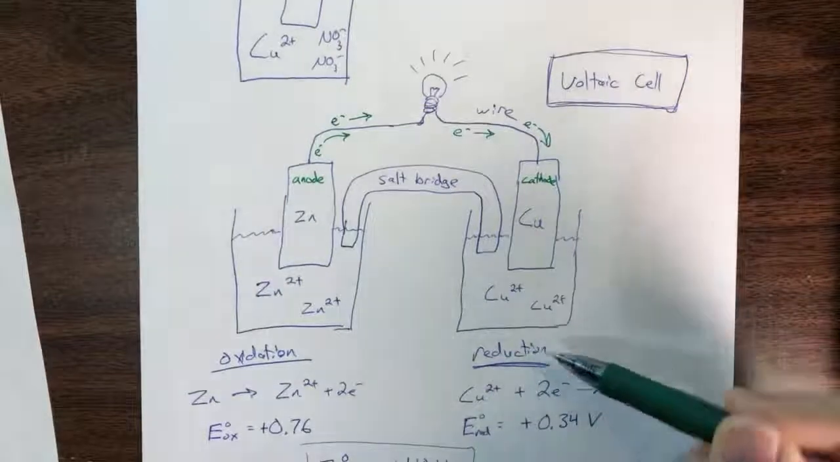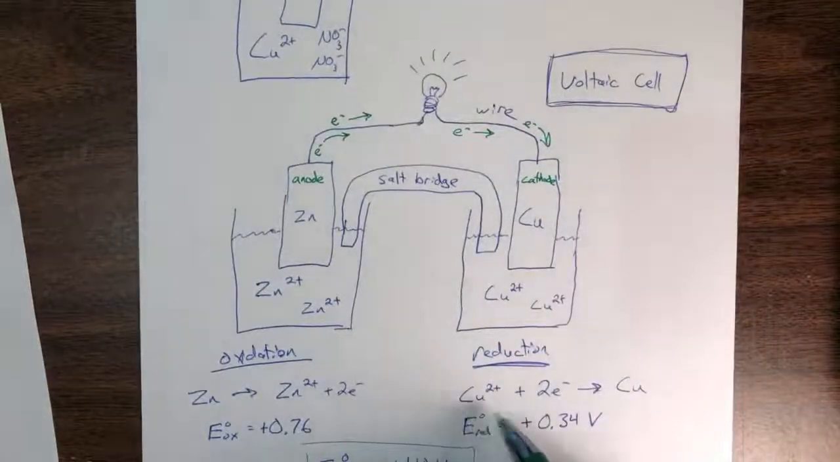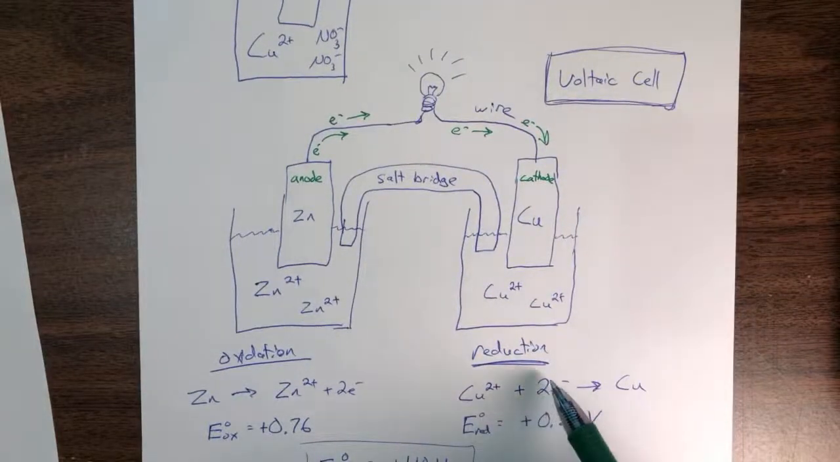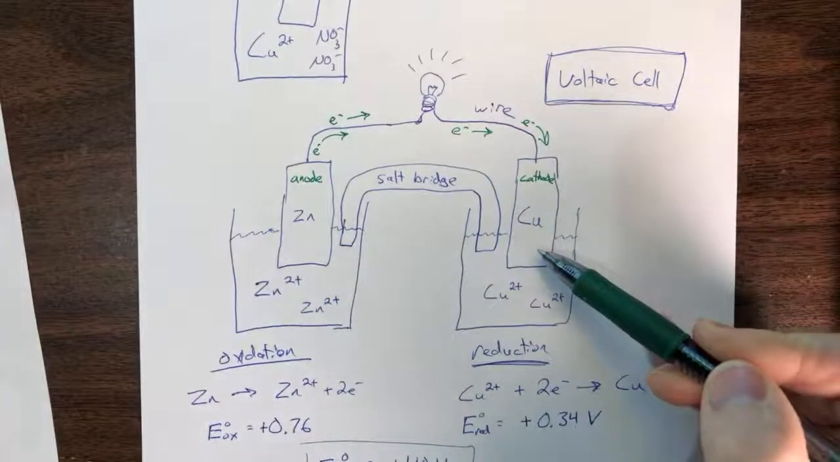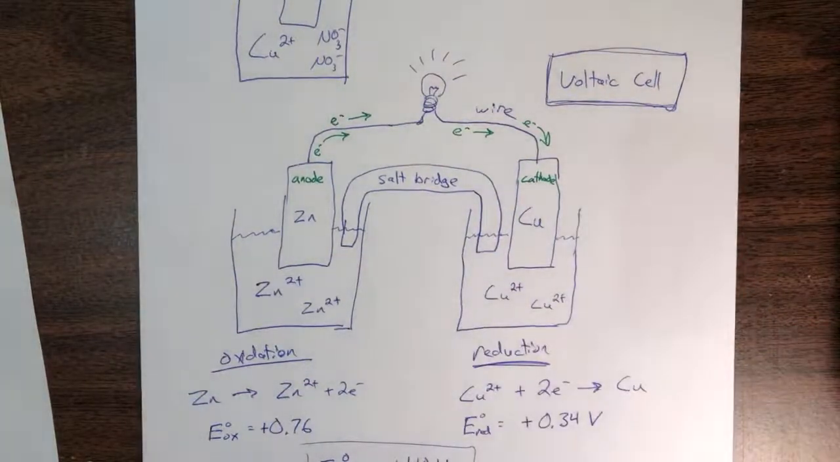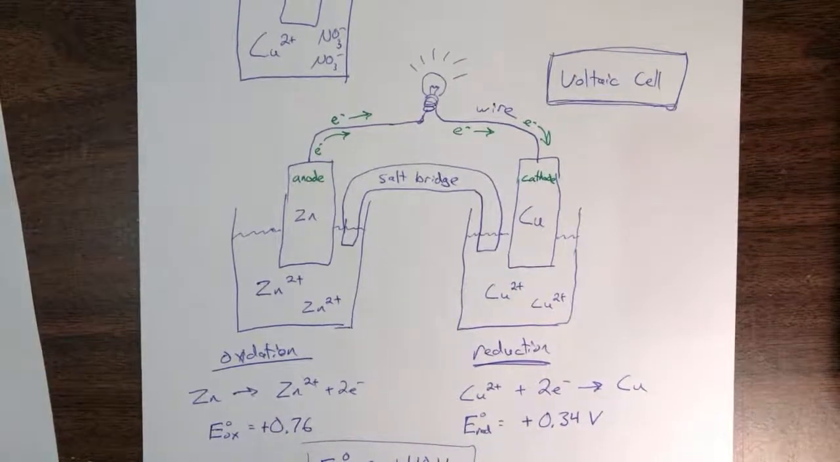And what's happening over here? The copper is gaining electrons. The electrons are going to be coming over here. One last thing is that one of these electrodes is going to be gaining mass. The other electrode is going to be losing mass. What do I mean by that?